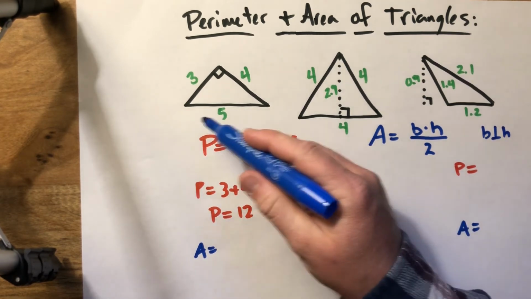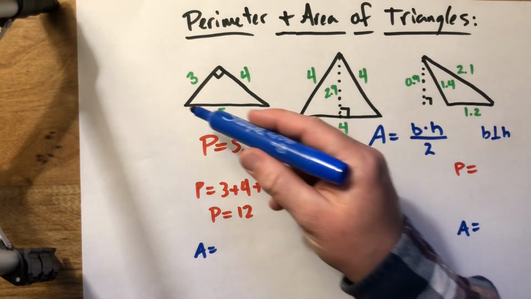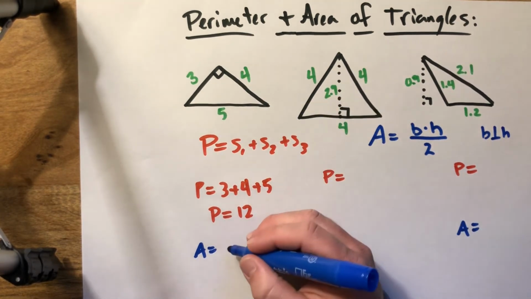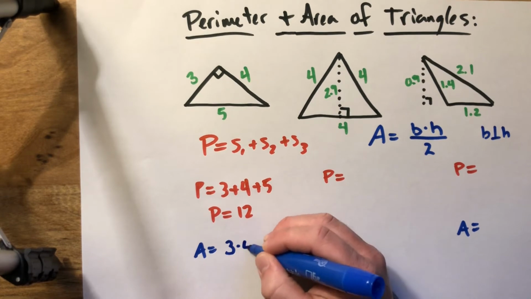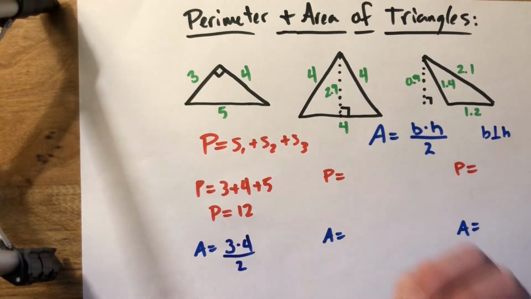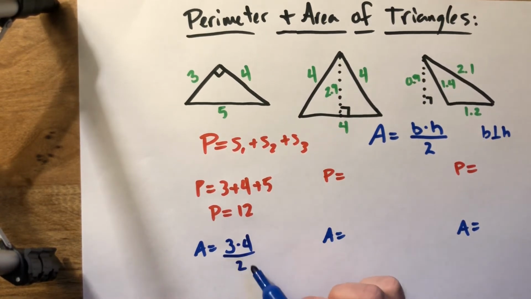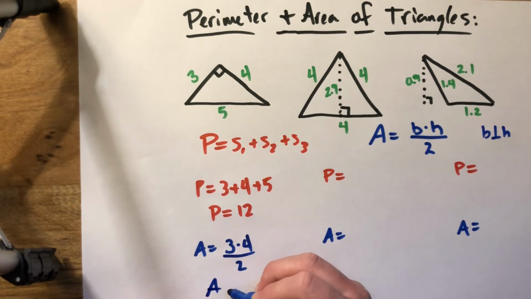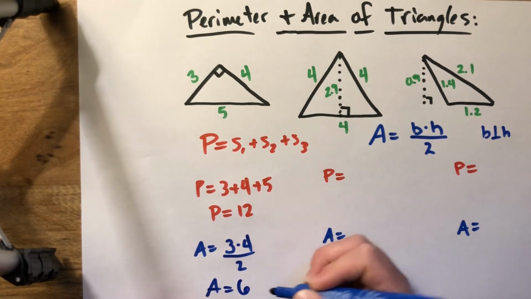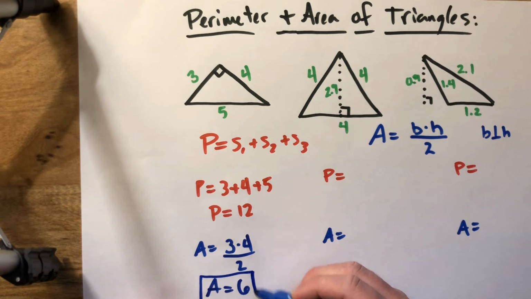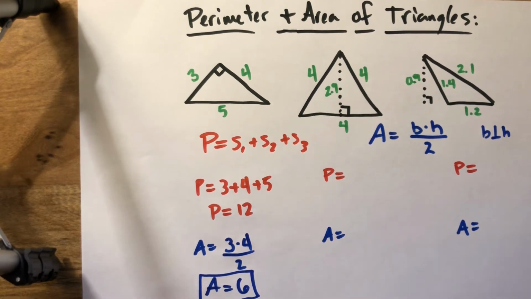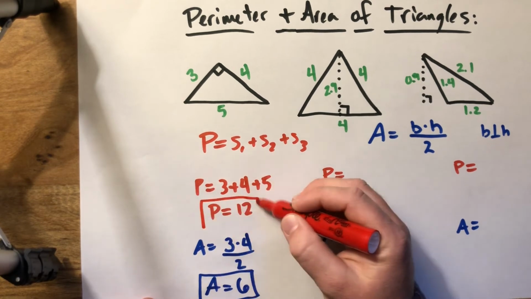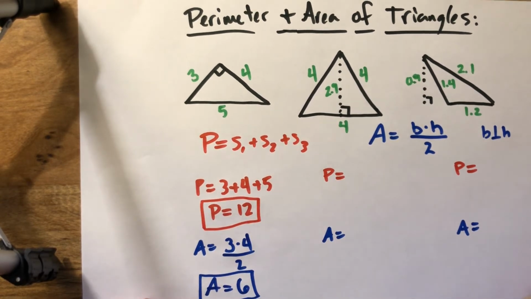So for area, I'm not going to use the 5. Just going to go 3 times 4 and then divided by 2. Area equals 3 times 4 is 12, divided by 2 is 6. Pretty simple. Area equals 6 units squared. We got area there, and we got perimeter here. Perimeter 12 units, area 6 units squared.